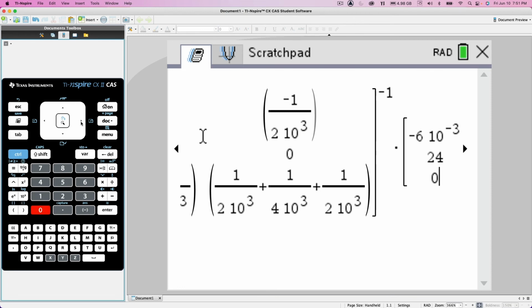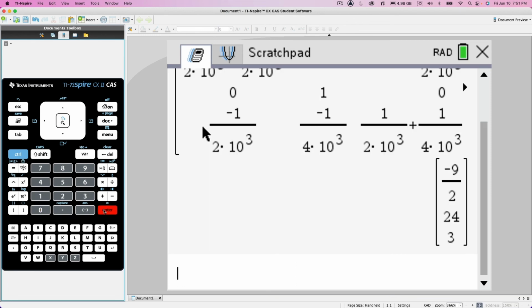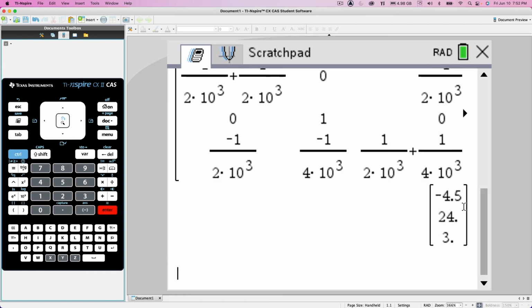And let's get out of that, and now we can hit enter, and we have -9 halves, 24, and 3, which is a perfectly good, solid answer. But if you want to get a decimal answer and you're given a fraction, right above the enter button, you have this almost equal to symbol. If you hit control, enter, you now see you have -4.5, 24, and 3. So if you're given a fraction as an answer and you need to get a decimal answer, that's how you can go about doing it.